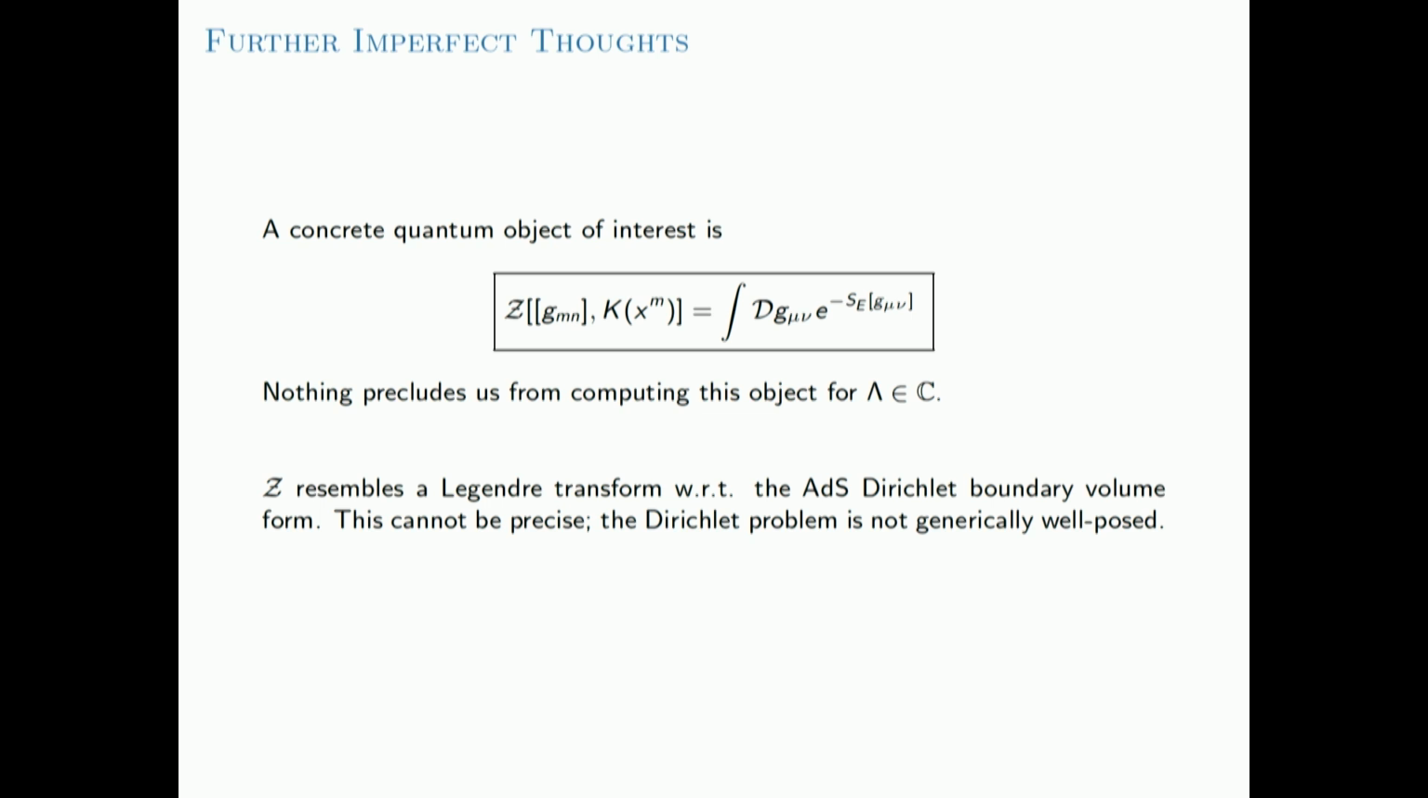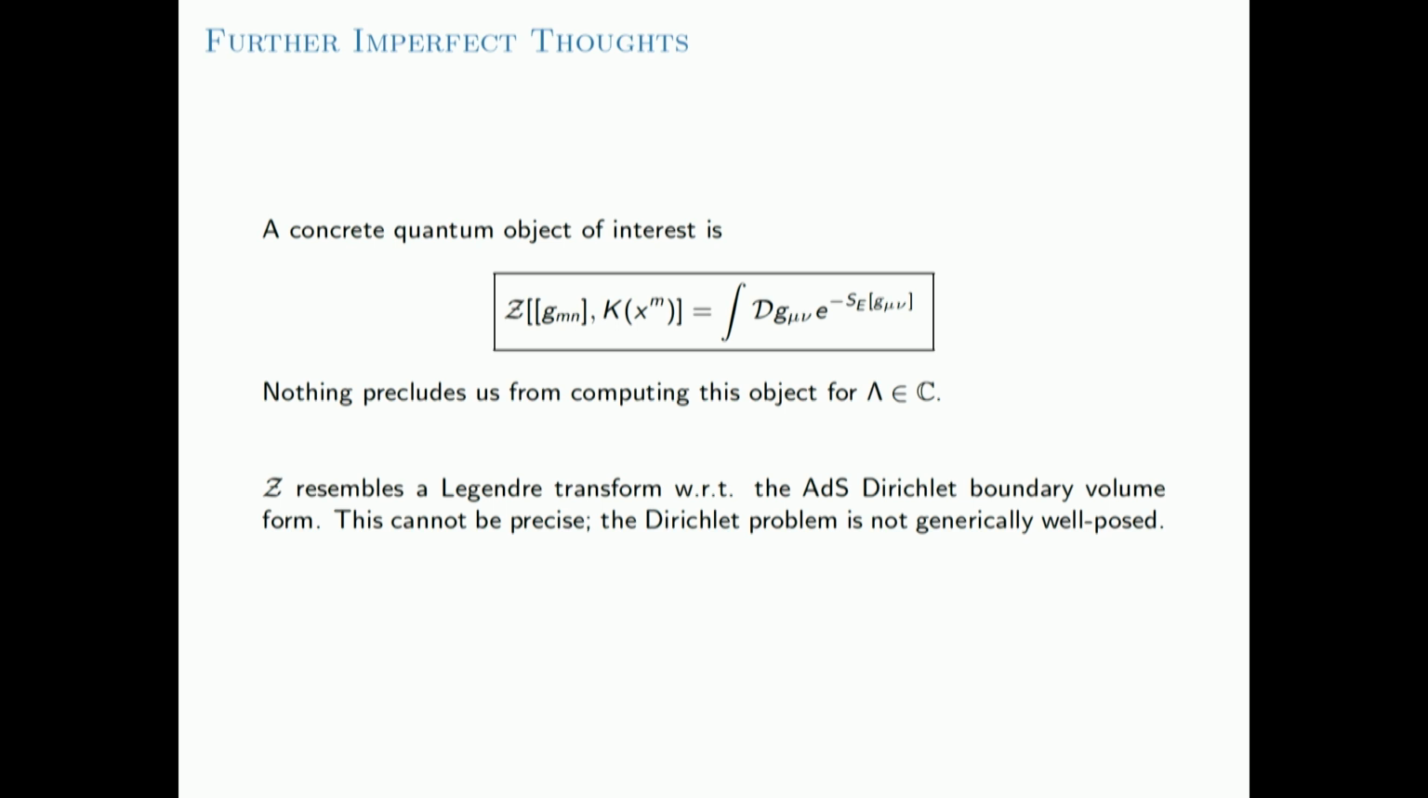Further imperfect thoughts, they're only going to get imperfecter. A concrete quantum object that we may wish to calculate, and we've done at very low orders in perturbation theory, is the partition function of Euclidean gravity, but now with a fixed conformal metric at the boundary and fixed trace k, where we might view these as additional sources for these new modes. This is an object that a priori we can calculate, and nothing precludes us from calculating it for arbitrary values of cosmological constant.